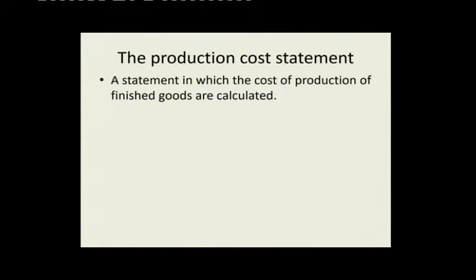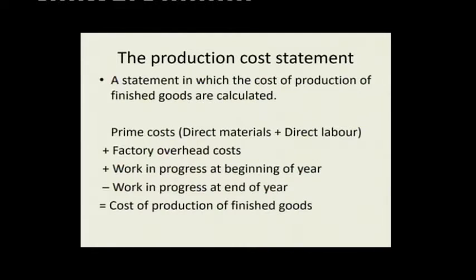Okay, so the production cost statement is made up of the following. You take your prime costs, which is your direct materials and direct labor. You're going to plus your factory overhead costs. Now remember, note 1 was the direct material, so we're going to get the information from that. Note 2 was the direct labor, so we're just going to get the information from that. Note 3 was the factory overhead costs. So now that we've finished note 1, note 2, and note 3, we simply copy over the information into the production cost statement.